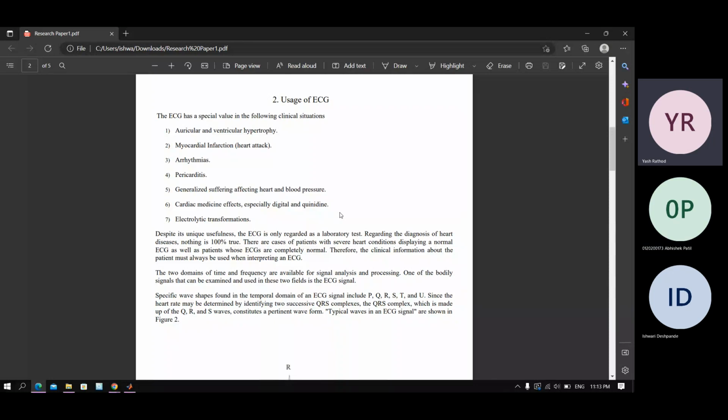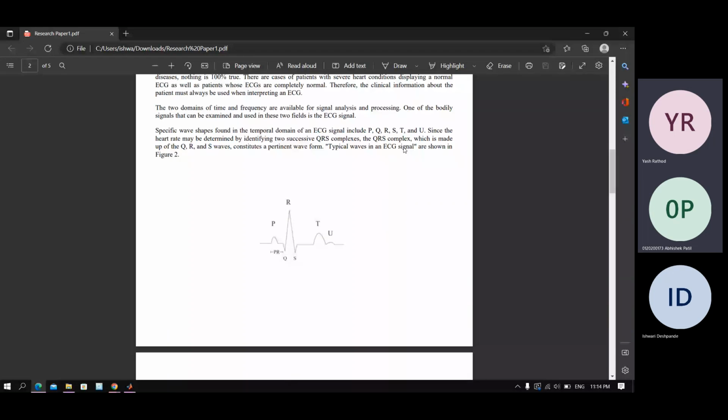The QRS complex, which is made up of Q, R, and S waves, constitutes a pertinent waveform. Typical waves in an ECG signal are shown in our figure. This is the figure, and the next topic will be explained by Ishwari.